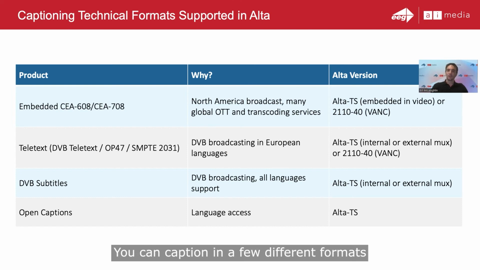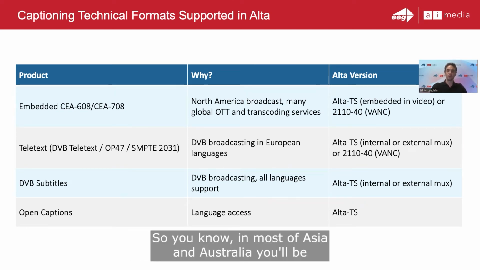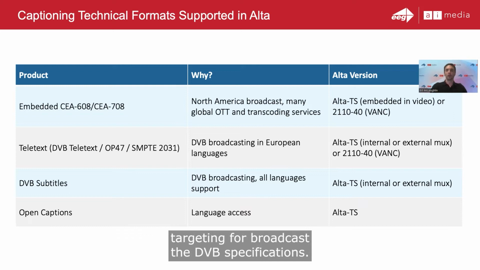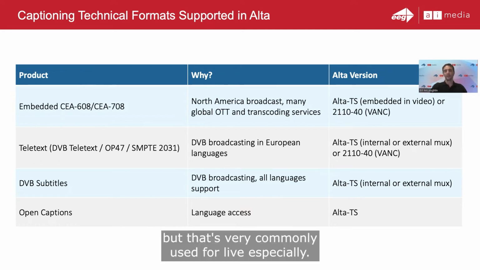You can caption in a few different formats across these IP video standards too. So, in most of Asia and Australia, you'll be targeting the DVB specifications for broadcast. That comes in two flavors that set-top boxes and other receivers typically support. One of them is based on the older teletext standard, but that's very commonly used, especially for live.